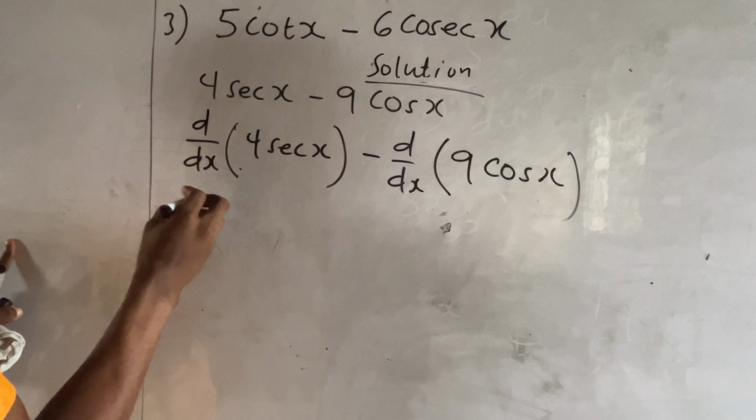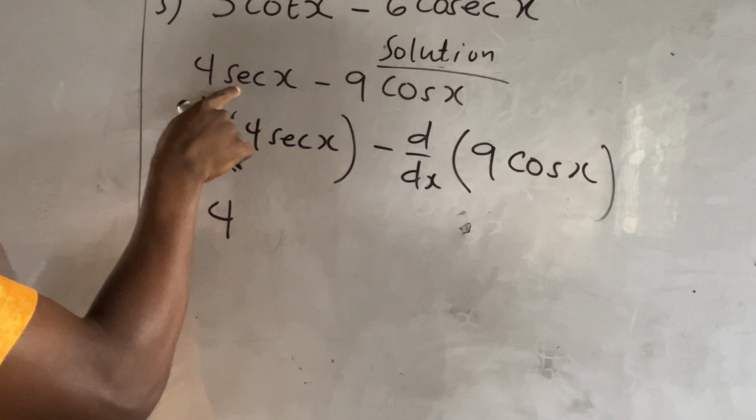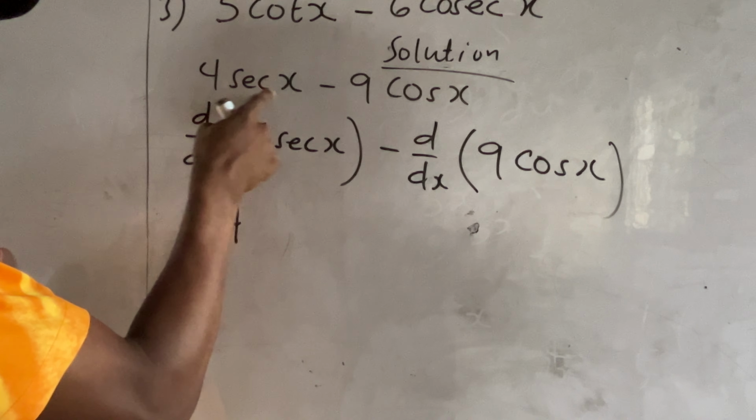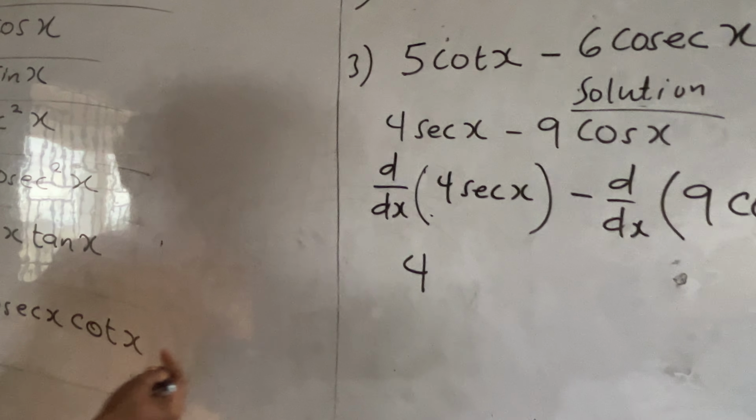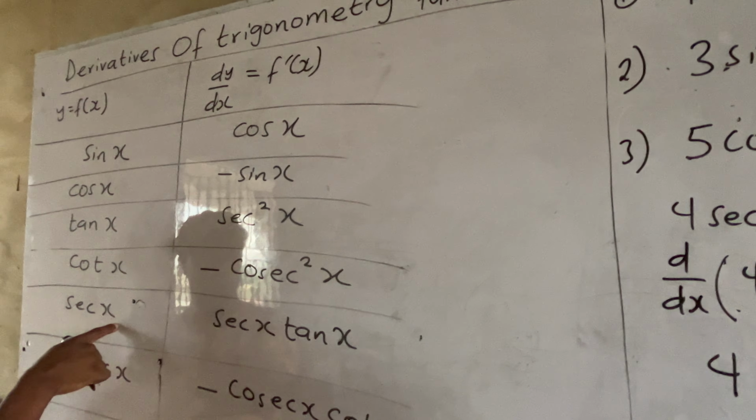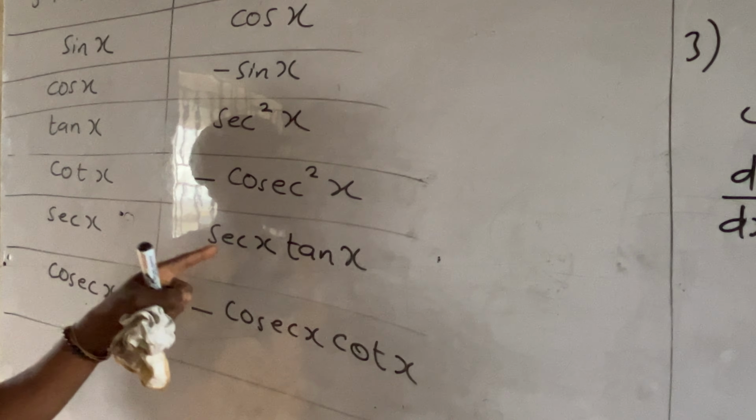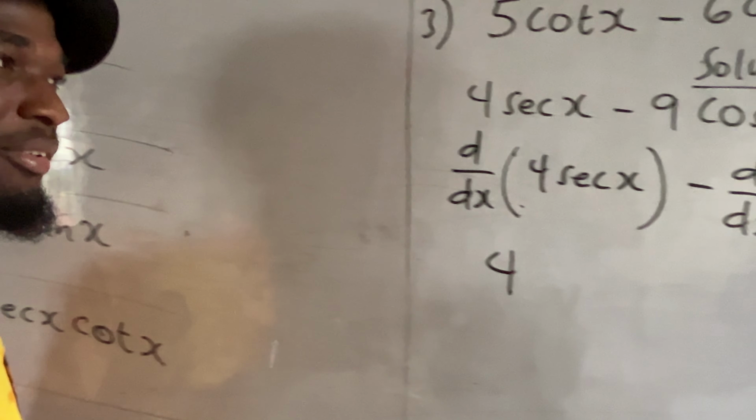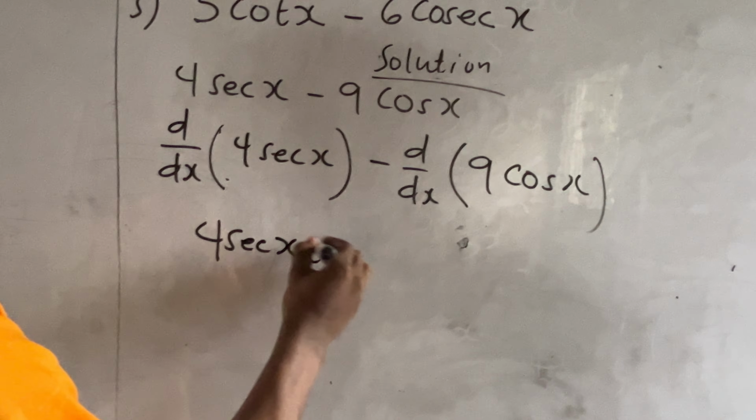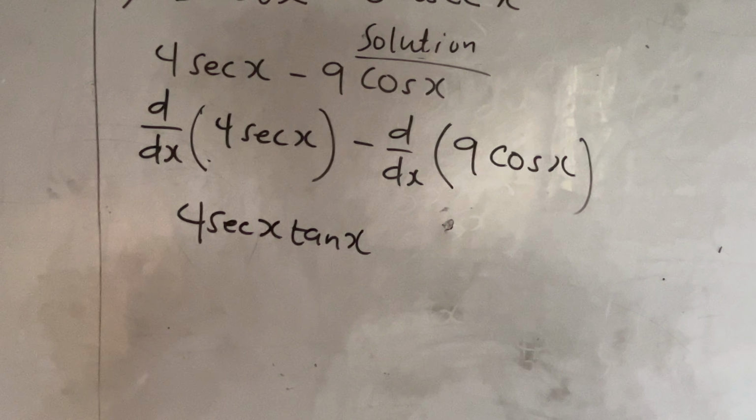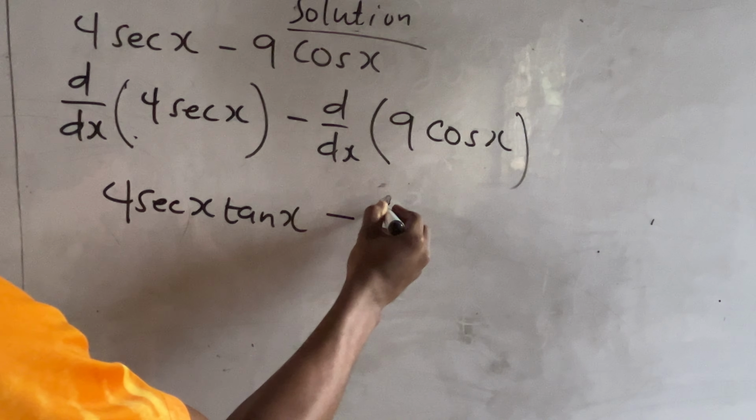So we have 4. Now when you differentiate sec x, what is the result? Viewers, when you differentiate sec x, you have sec x tan x. If you can't recall this, then that means you are in trouble. So I have sec x tan x, then minus, you have your 9 here.